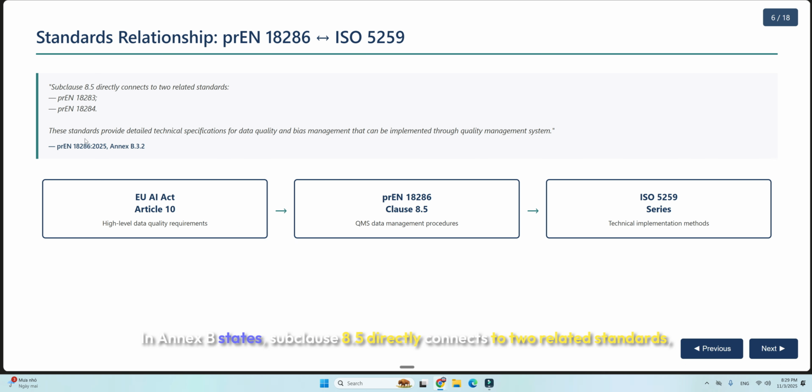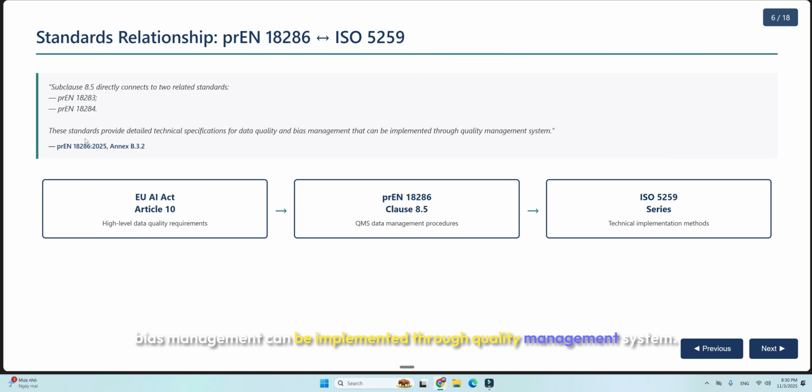In Annex B it states, subclause 8.5 directly connects to two related standards, prEN 18283 and prEN 18284. These standards provide detailed technical specifications for data quality, and bias management can be implemented through quality management system.